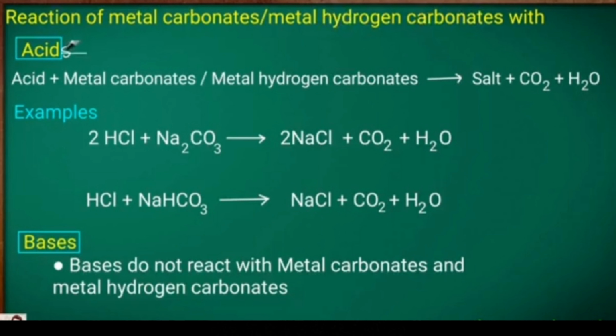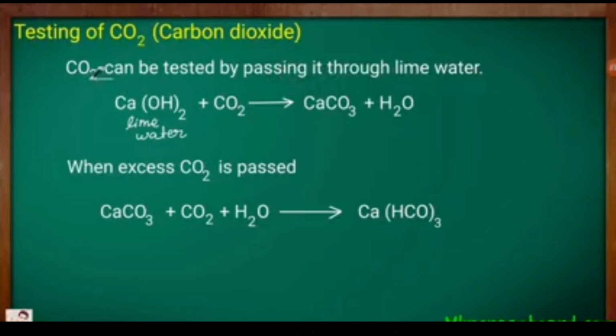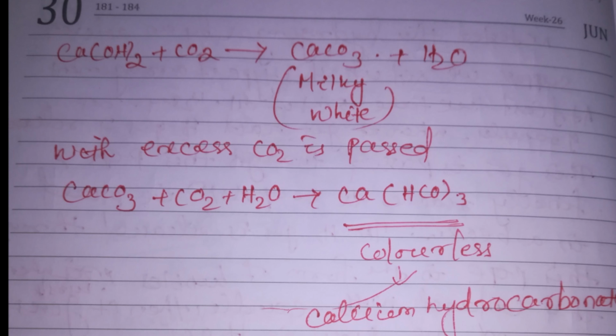How does this happen? We are going to understand this by an activity. Let's see this activity. It is testing of carbon dioxide. Carbon dioxide can be tested by passing it through lime water. When CO2 gas is passed through lime water, then CaCO3, that is calcium carbonate, and water are obtained. Here lime water means calcium hydroxide.